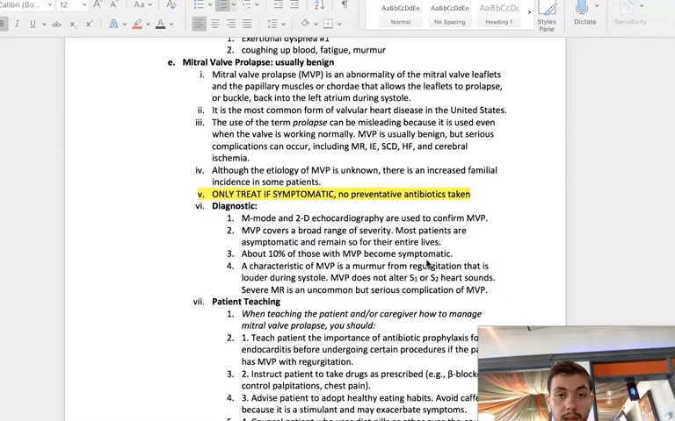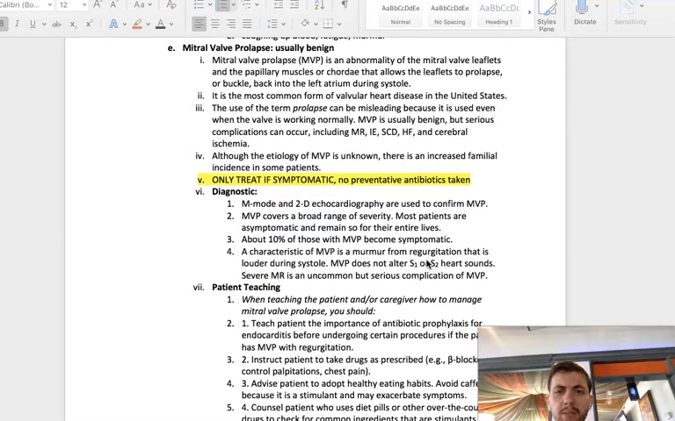Mitral valve prolapse is usually benign. It's basically an abnormality of the mitral valve that allows the leaflets to prolapse or buckle back into the left atrium during systole. It is the most common form of valvular heart disease in the United States. Prolapse can be misleading because even when the valve is working normally, you could have it. It's usually benign, but serious complications can occur if you don't take care of it.